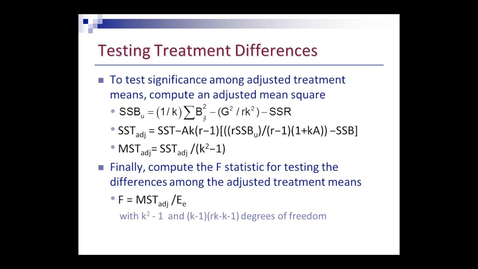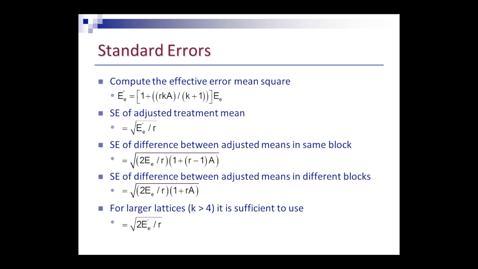So once you've established that there is a variation among your incomplete blocks, then you might want to test to see if there are significant differences among your adjusted treatment means. So you can then compute an adjusted mean square for treatments. To do that, you have to first calculate an unadjusted block sums of squares, but then ultimately you can perform a standard F-test for the adjusted treatment means using the intra-block error as your error term.